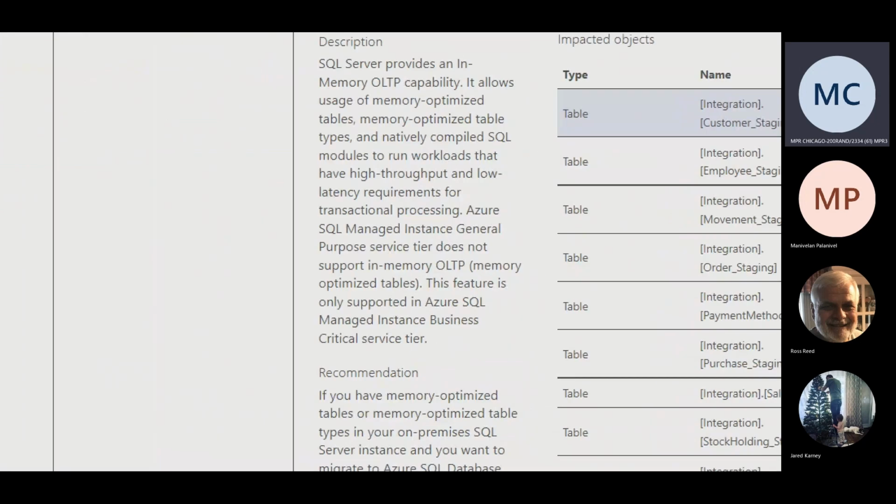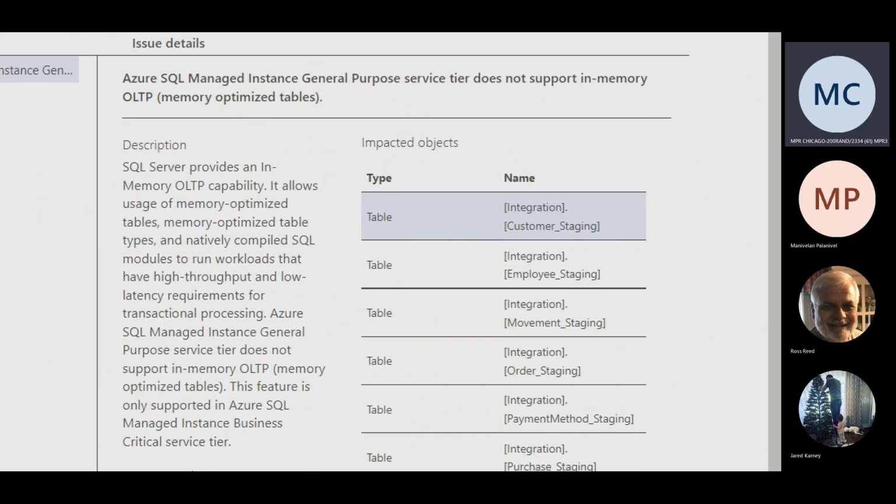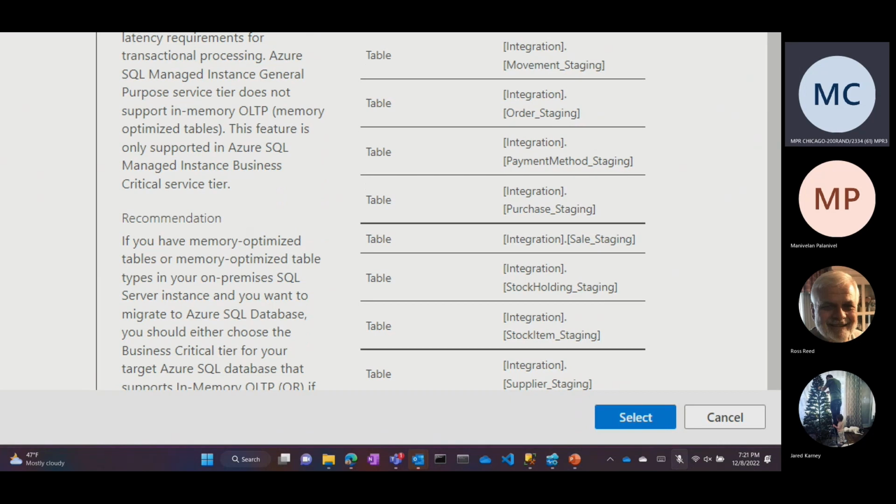Right? So if I just come on over here, Azure SQL Managed Instance General Purpose Service Tier does not support in-memory OLTP. And it shows me all the objects. Nice little description here and a recommendation. Notice what it says. It says you should either choose the Business Critical tier, which will support this. Okay, so it's just a warning, right? It's not going to stop me from moving forward.